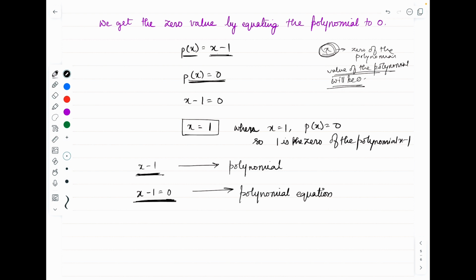Understood? Now we have two things. One is the zero of the polynomial. What is the zero of the polynomial?